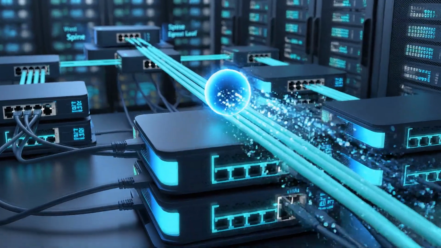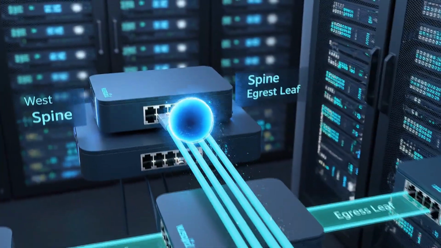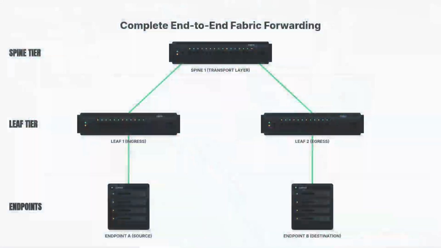Now let's run an east-west packet through the fabric because this is where the topology becomes real. Imagine endpoint A is attached to leaf 1 and endpoint B is attached to leaf 2. The packet enters the fabric at leaf 1. That first switch is the ingress leaf because it's where the source endpoint hands traffic into ACI. Leaf 1 needs to determine where the destination lives. Based on fabric forwarding awareness, it identifies the correct egress leaf for endpoint B.